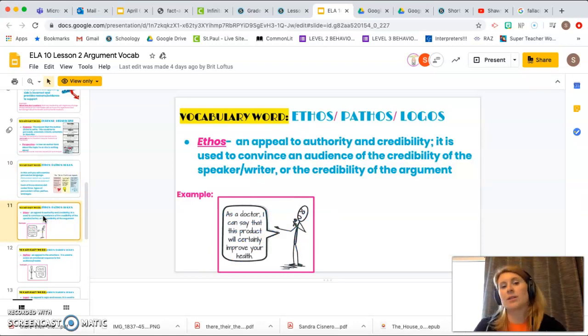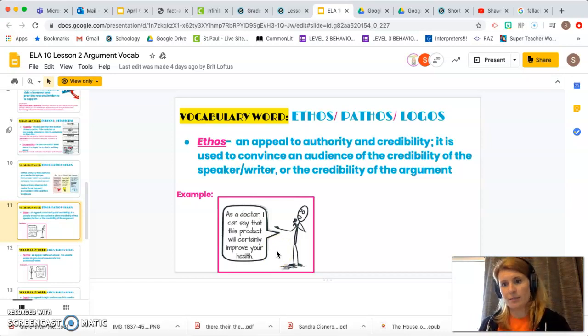Ethos is an appeal to authority and to credibility. So we use this to convince an audience that the author, the speaker, the writer, is credible and that our argument is therefore credible. For example, this guy down here is a doctor. He says, "As a doctor, I can say this product will certainly improve your health." Now we're likely to believe this person because he's a doctor.